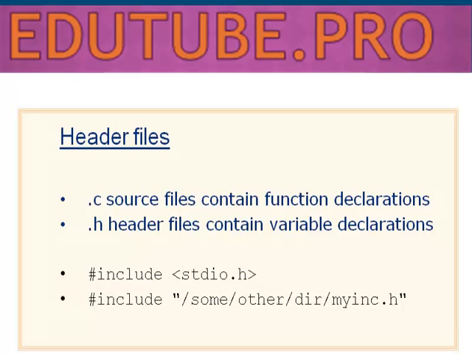Header files. We've already seen the use of header files with our standard io.h, and I think we even used stdlib.h a little earlier on. Header files are used in the C programming language to define other variables and information that is not generally functions. .c source files should contain function declarations for your program.